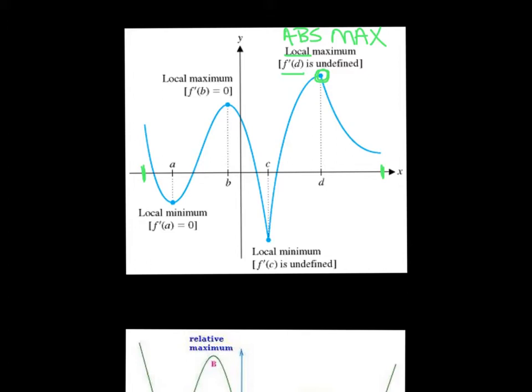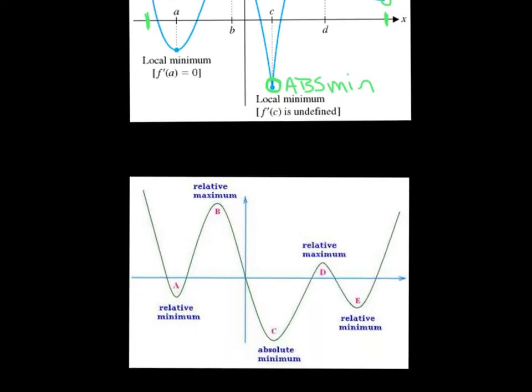Now within that same interval, I'm going to say that this bear right down here is my absolute min, and it just happens to also be a local min. And in this case, the endpoint on the left and the endpoint on the right didn't become a key factor because neither one was the tallest nor lowest point on the graph.